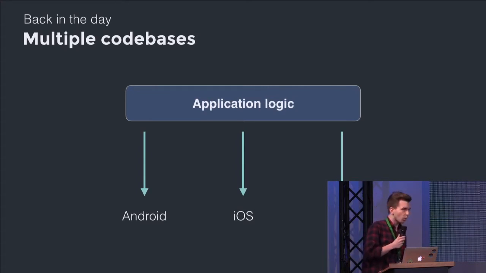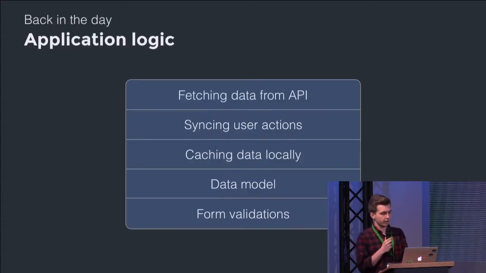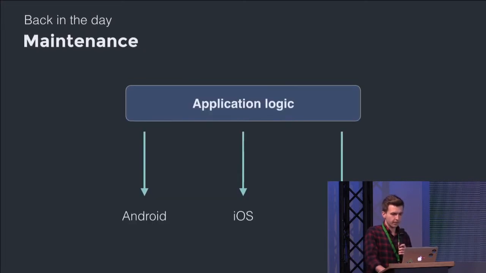If you take a look at which features are duplicated, there's quite a lot that's shared. Things like fetching data, syncing user actions, caching data locally, all these things we've been building multiple times, and it's sometimes hard to get them right once, never mind getting them right twice or three times. So we have not only a bigger application to maintain and develop, but also the costs of the entire development are twice or triple what they should and could be.